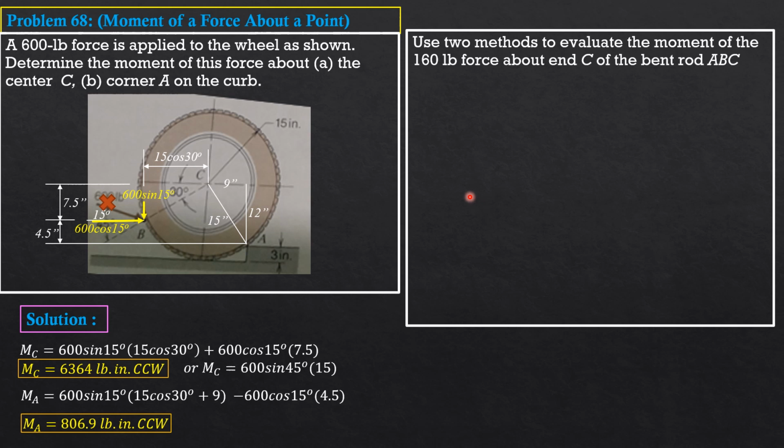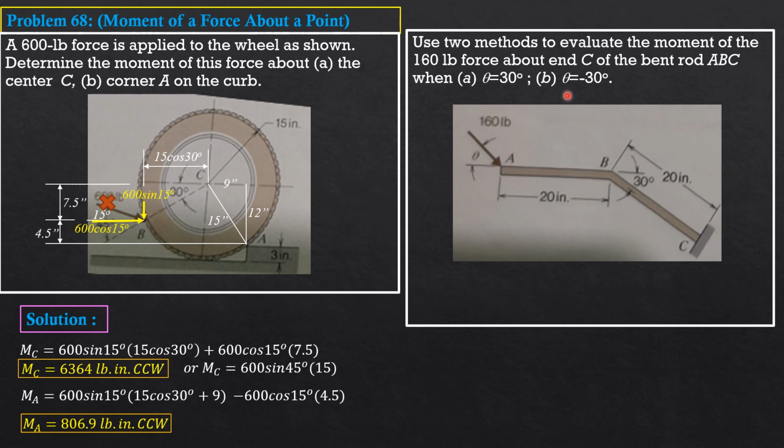Now for your part, use two methods to evaluate the moment of the 160-pound force about end C of the bent rod ABC when, letter A, theta is 30 degrees, and letter B, theta is negative 30. So this is theta, 30 degrees. When theta is negative 30, it's pointing up to the right, and this is negative 30. So show that moment at C is equal to 1,600 pound-inch counterclockwise. Then for part B, 4371 pound-inch clockwise.